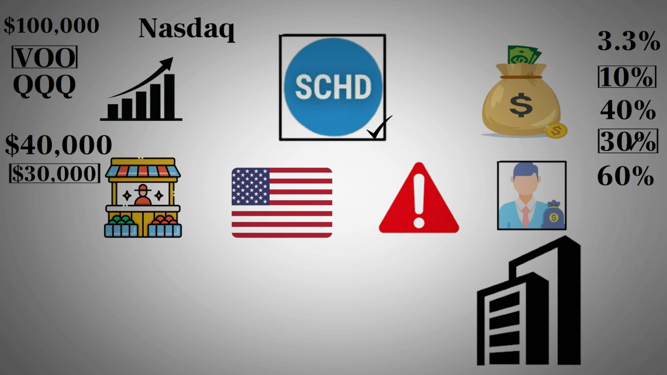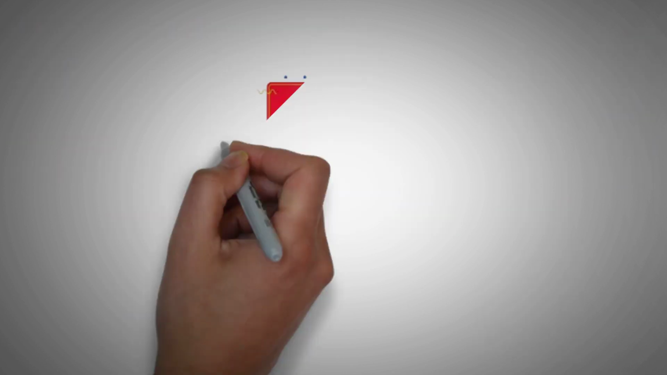Together, these three ETFs represent three distinct pillars of equity investing: broad market coverage, innovation-driven growth, and income-focused stability. By thoughtfully combining them, investors can create a portfolio that aligns with their financial objectives while maintaining diversification across sectors and investment styles.